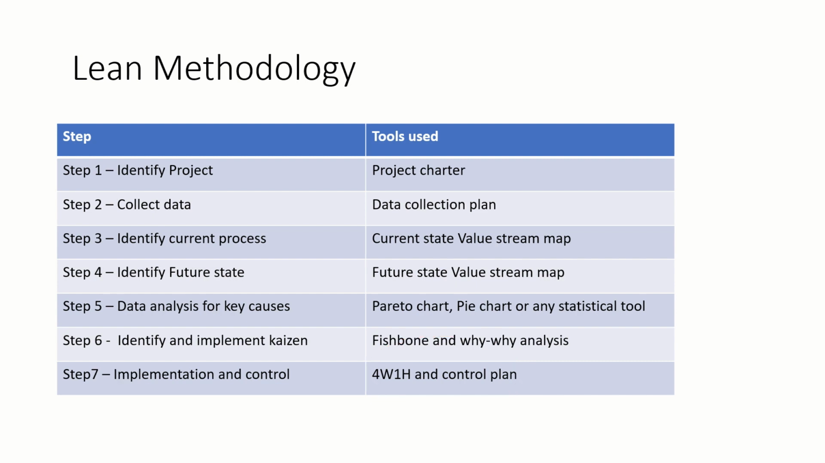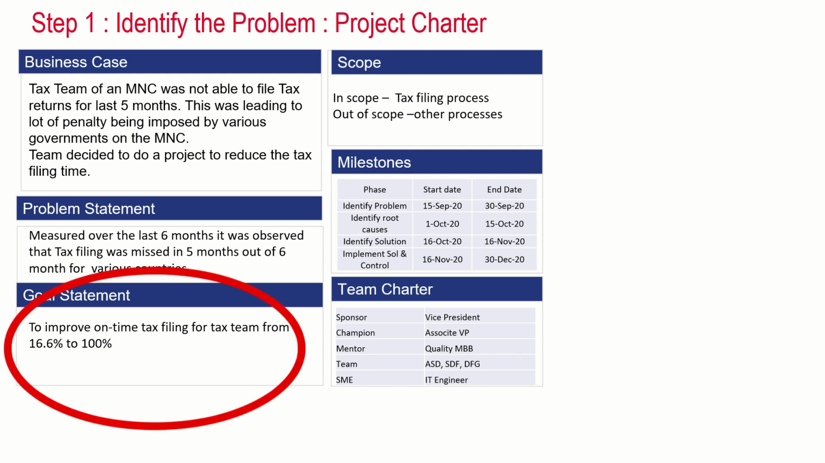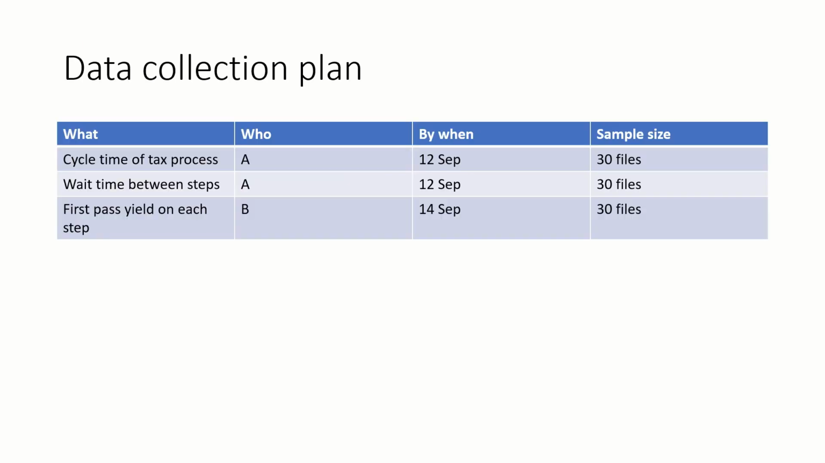So let us take some examples and understand these tools better. Step number 1 is to identify the problem with the help of a project charter. So in a project charter, you will have to create these 6 things, which is business case, problem statement, goal statement, scope, milestone, and team charter. So in this particular case, the team is trying to avoid delays in tax filing. So they want to improve on-time tax filing from 16.6% to 100%.